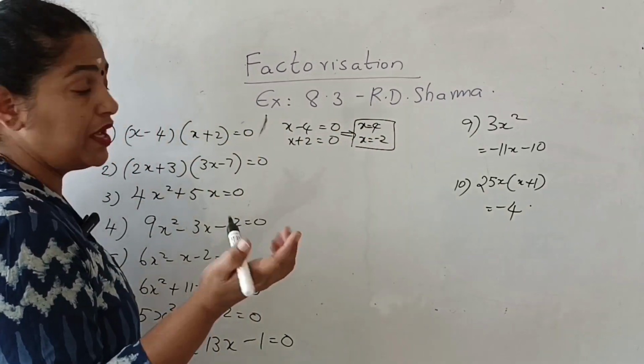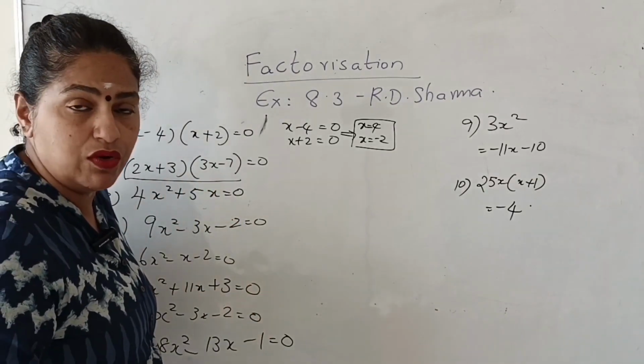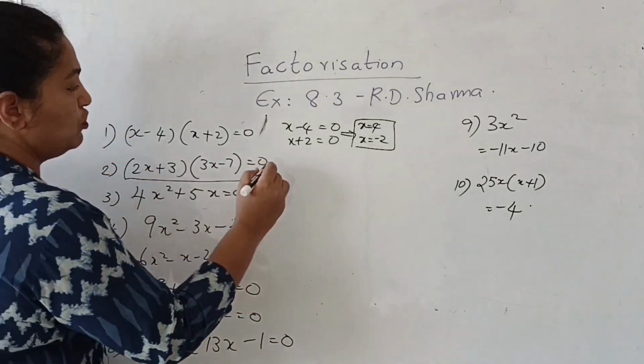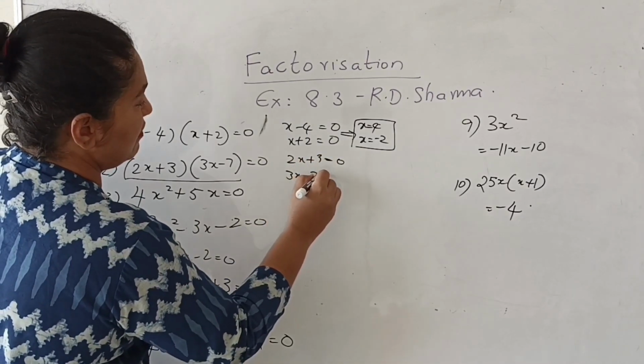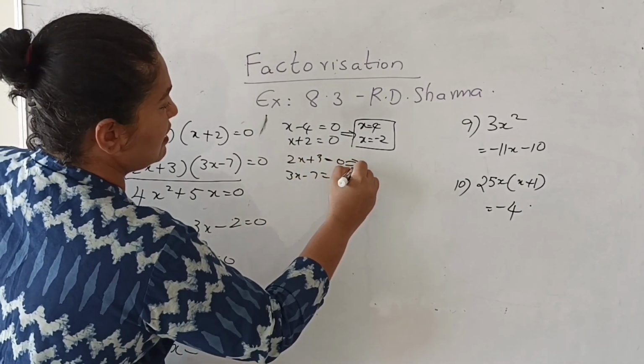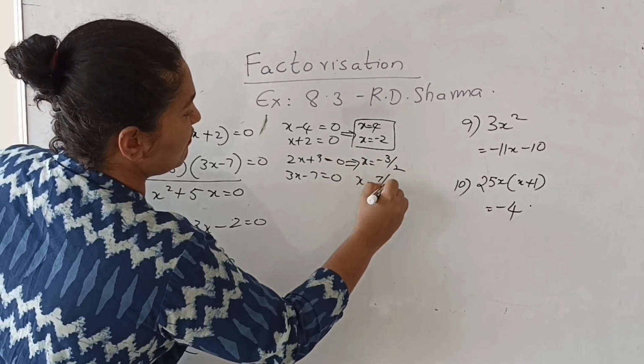Very easy. Okay. Even the second one is already factorized. We do not have to go into factorization part of it. So you will get 2x plus 3 is equal to 0, 3x minus 7 is equal to 0. Thus giving us x is equal to minus 3 by 2 or x is equal to 7 by 3.